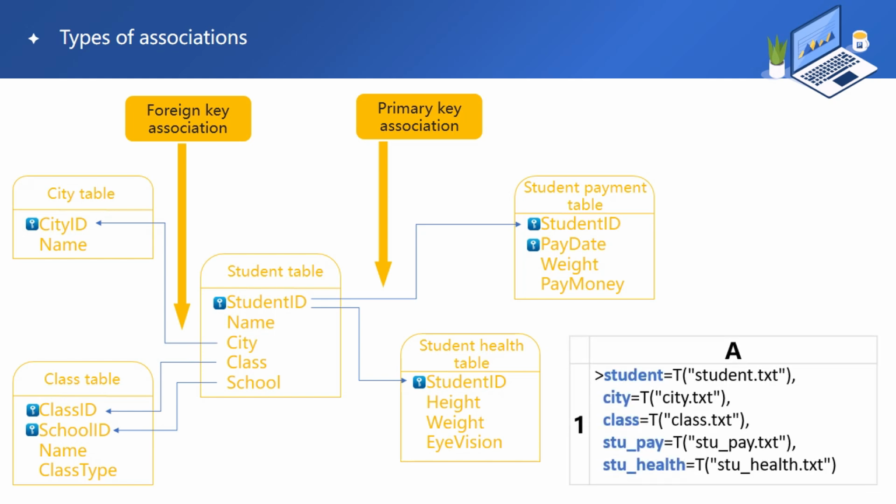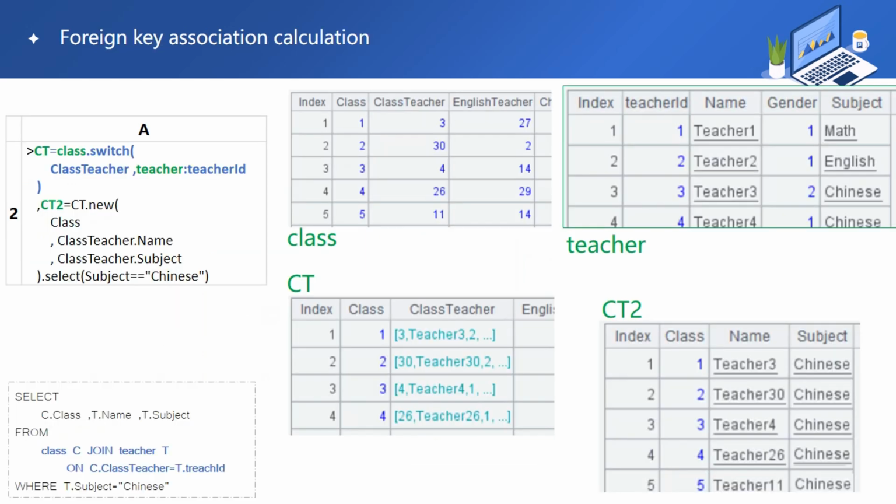Association operations involve multiple files. Similarly, in A1, multiple texts will be loaded as SPL table sequence variables to facilitate subsequent calculations. There are class teacher ID, English teacher ID, and other information in class.txt, while teacher.txt records the teacher's name, gender, and subject being taught. We need to find out the classes where the class teacher is a Chinese teacher. It is necessary to associate the class teacher in class.txt with the teacher ID in teacher.txt. SPL uses the switch method to join two tables.